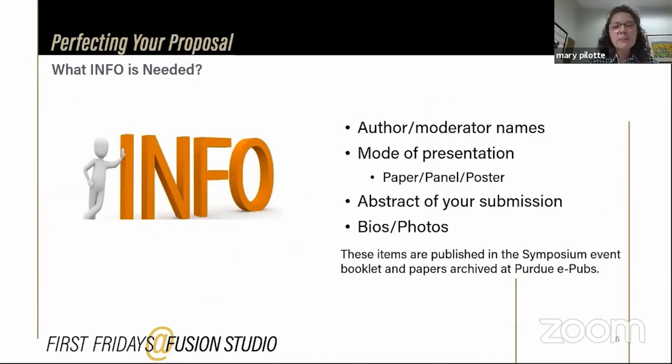So there's some very basic information that you would need if you're preparing a proposal. The obvious things like who the authors are, if you're doing a panel, who the moderators and participants might be, the mode of presentation, obviously your abstract, and it's usual for you to have to provide some sort of bio and photo. In our particular symposium, we actually create a booklet and that's archived at the Purdue ePub site. And so you can imagine that your work will be published somewhere.